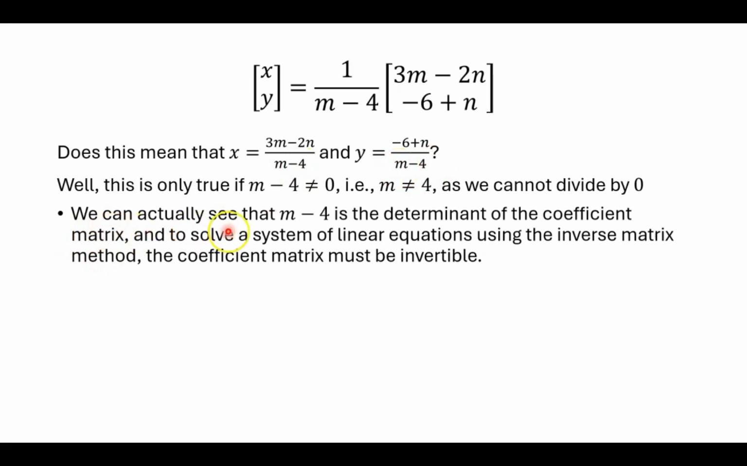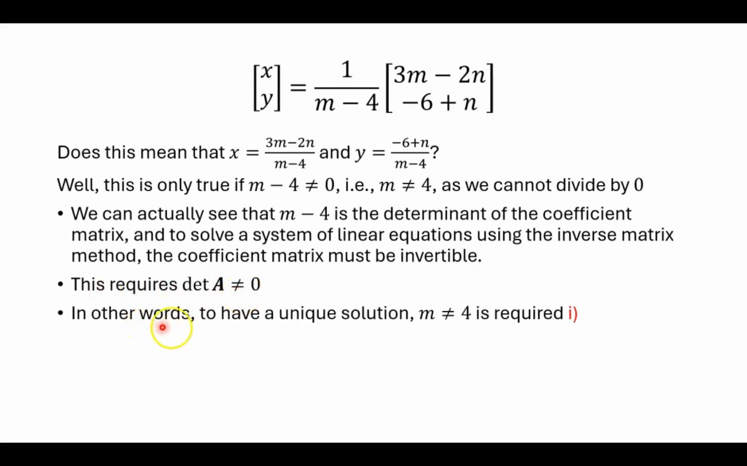And we can actually see that m minus 4, this thing on the denominator here, is the determinant of the coefficient matrix. And to solve a system of linear equations using the inverse matrix method, the coefficient matrix must be invertible, so we cannot divide by 0 in any circumstance. And invertible requires non-singular, so determinant is not 0. In other words, to have a unique solution, m must not equal 4. And this answers the first part of the question.